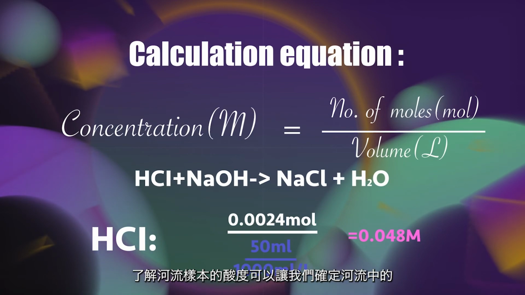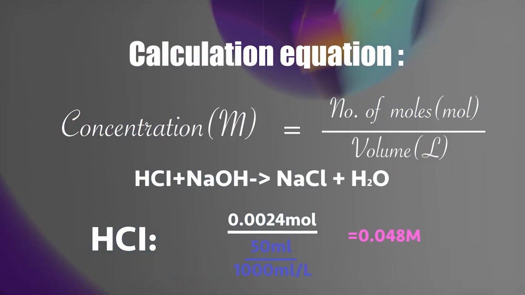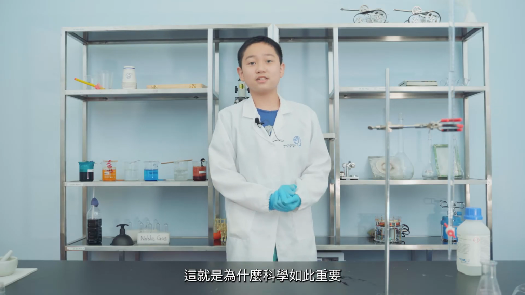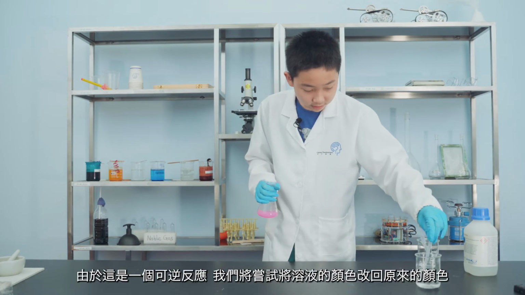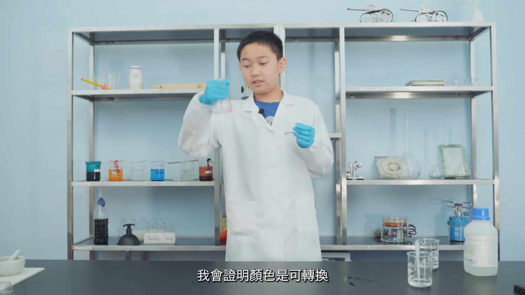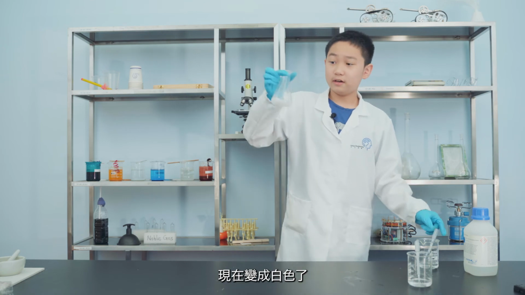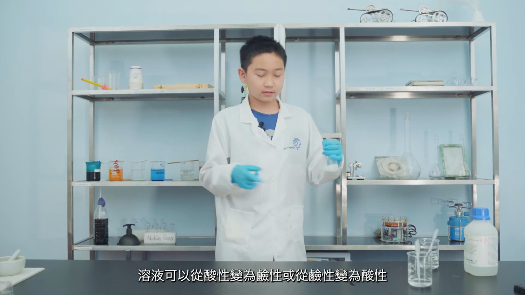With this value, we can know what harm this water does to wildlife in the stream. And we also know how much base we should put in to neutralize the acidic stream water. This is why science is so important, guys. So, we're going to end things off by changing the color back because this is a reversible reaction. Well, anyways, I'm going to demonstrate that the color change is actually reversible. Yet the reaction isn't. So, as you see, it turned white. So, all you need to do is make it basic, then back to acidic.